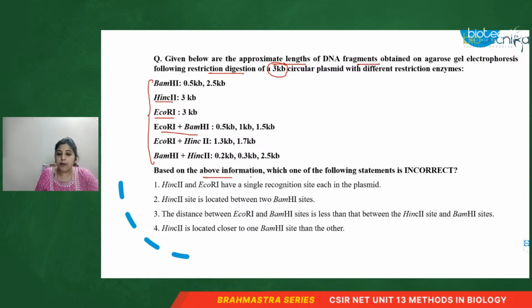Now, based on the above observation, that is, based on the number of fragments and size of fragments, which one of the following statements is incorrect? Four statements are given to you. I'm giving you some time to solve this question. Please solve it and let me know the answer, and then we'll discuss this question.